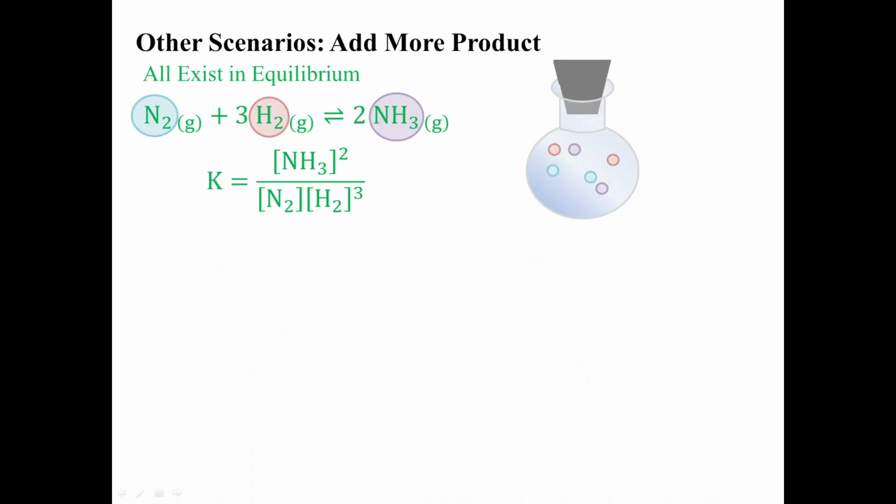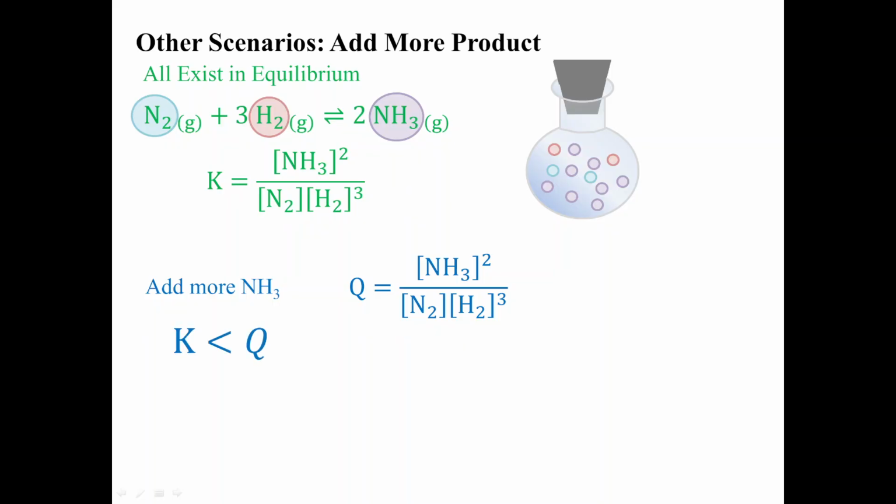Let's take a look at another scenario. Let's say we have our system at equilibrium, but this time we're going to add more products. So we're going to add more NH3. As we do this, our numerator is going to increase, meaning that now K is less than Q, and this will cause the reaction to shift to the left to make more reactants.